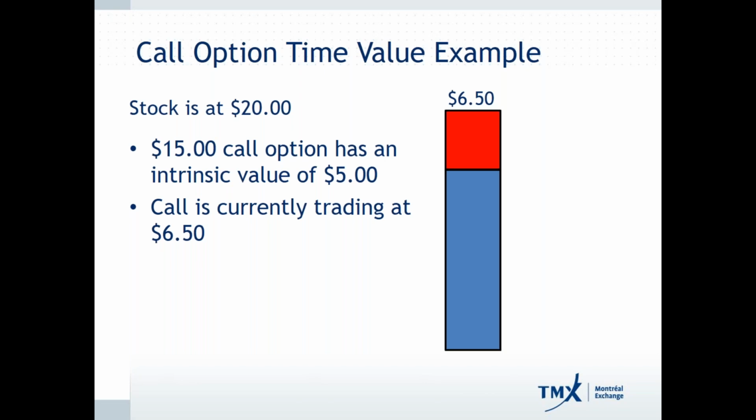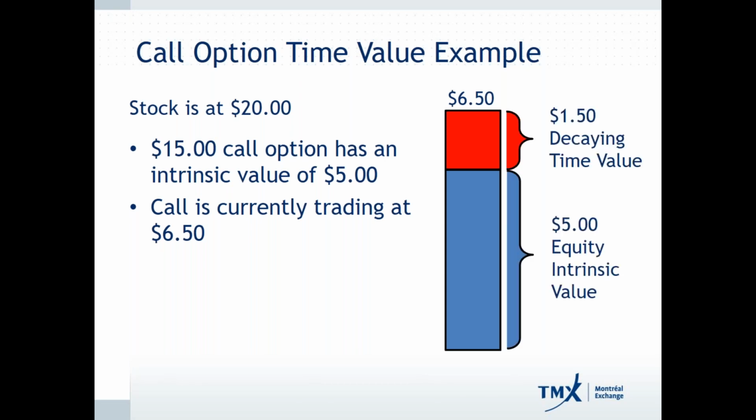But yet when you go into the market and you go to the exchange and you see the quote on the price, you'll see that the option is quoted at $6.50. So what you want to think is that the $6.50 quoted option is $1.50 of decaying time value, the option premium, and $5 of intrinsic value. Recognize that that's like literally buying $5 of the stock.